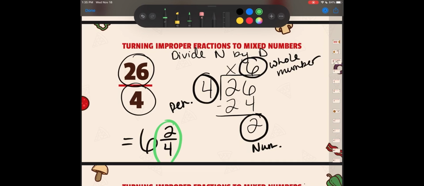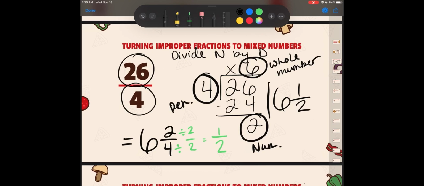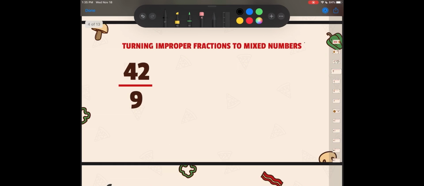But remember, we're in 5th grade now, so we simplify fractions, right? This leftover fraction I've got, that 2 fourths, needs to be simplified. So what I can do is, 2 and 4 are both even, so I can divide both of them by 2. I end up with 1/2, which means that my answer is actually going to be 6 and 1/2, because we can't forget our whole number. So our answer would be 6 and 1/2.